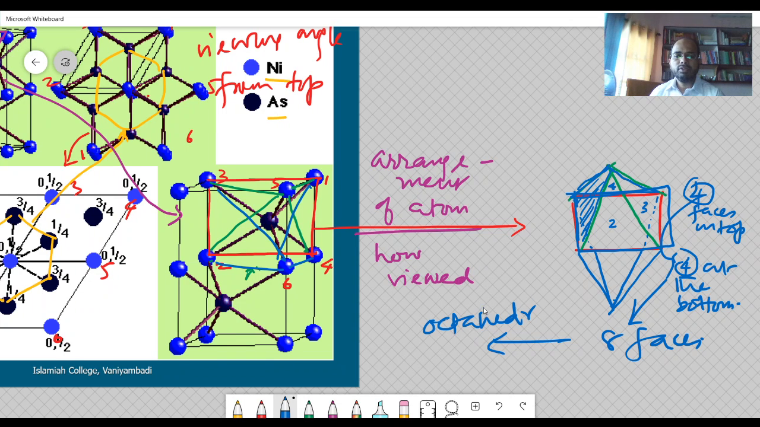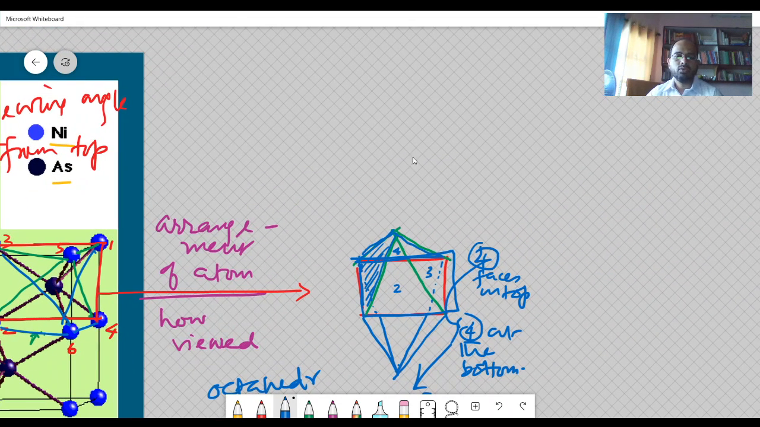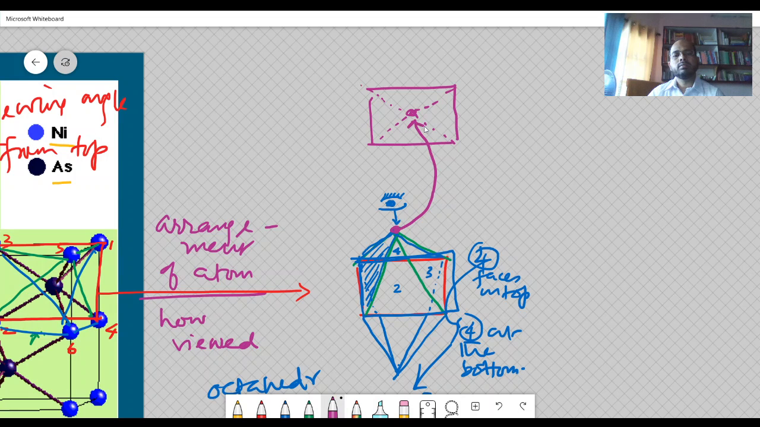Okay, if you view this octahedron from above, from here, if you view it, it will appear like this. Top portion is this one. The edges like this, and this are these edges. How you view it gives a different pattern, and that is what is being mentioned there.